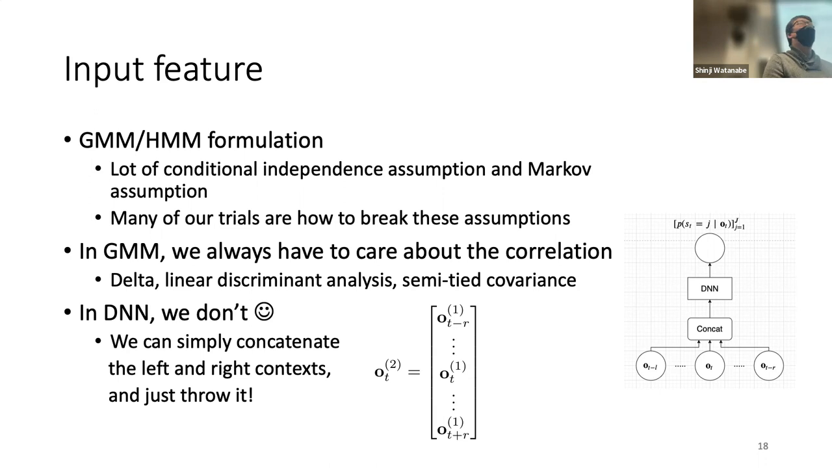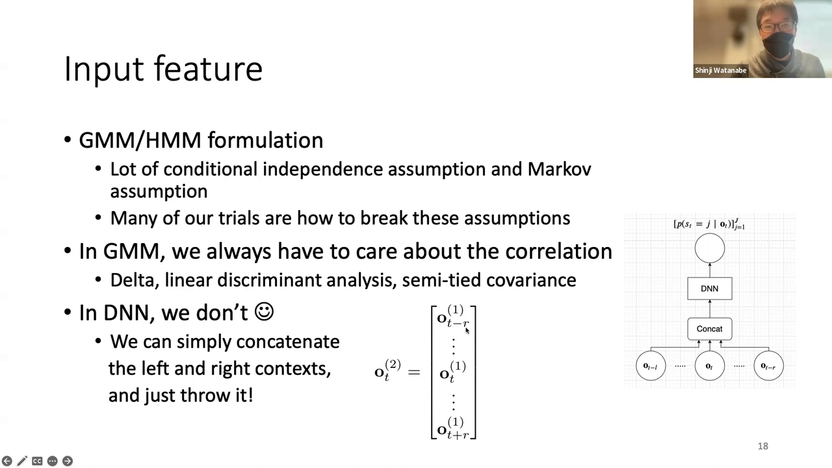Again, another problem I mentioned is that the Gaussian mixture expects the features to be continuous vectors, right? It is not impossible, but it is not best to model, for example, binary features, discrete features, or other bounded features with the Gaussian mixture model. However, the deep neural network doesn't assume such an input domain, so basically we can throw in anything. The most effective way is just concatenating the neighboring features. That turns out to be very powerful and improves the performance.